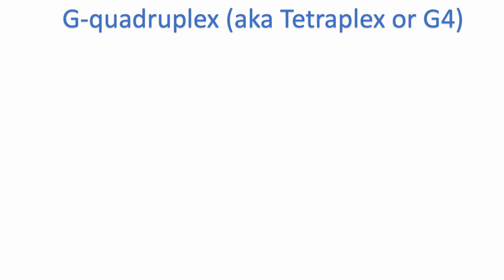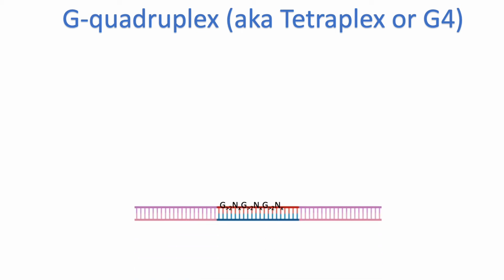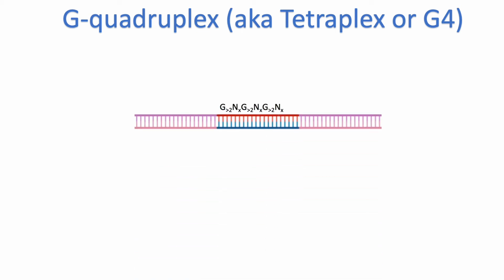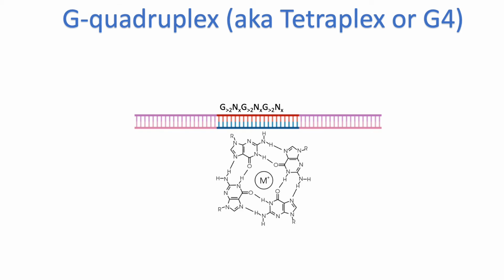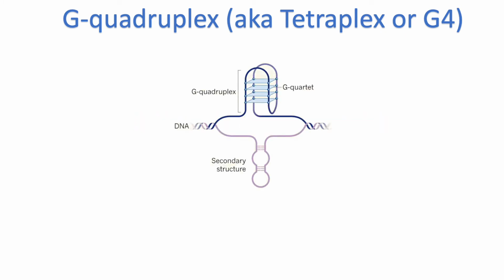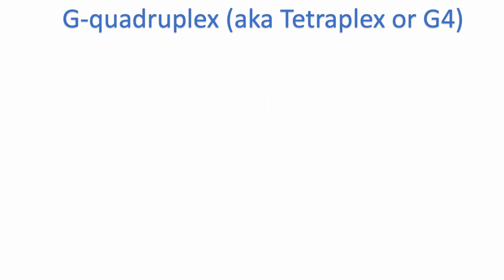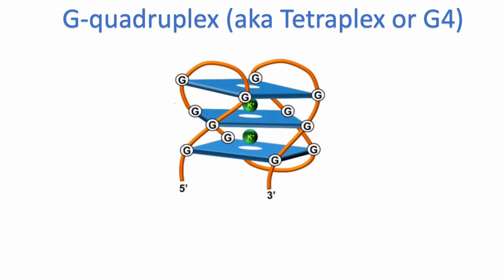G-quadruplexes, also known as tetraplex or G4 structures, are formed in nucleic acids by sequences that are rich in guanine. The building blocks of G-quadruplexes are G-quartets that are formed through a cyclic Hoogsteen hydrogen bonding arrangement of four guanines with each other. The planar G-quartets stack on top of one another, forming four-stranded helical structures. G-quadruplex formation is driven by monovalent cations such as sodium and potassium, and hence physiological buffer conditions favor tetraplex formation.